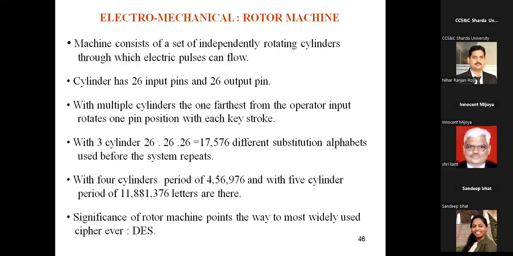So why do I talk about 3, 4, 5? Because with 5 cylinders, one machine was made, and that was a very successful machine. That was called Typex. With 3 cylinders, there was one machine which was developed, which we are going to discuss now. This concept has given the basic mathematics for understanding, and finally DES, the most popularly known Data Encryption Standard, was based on this principle.